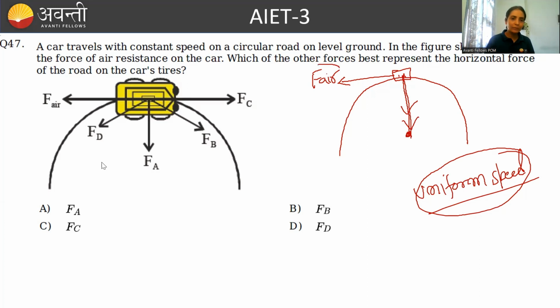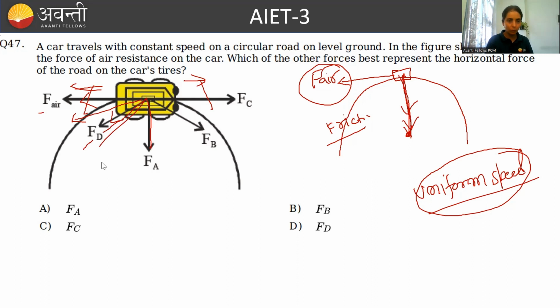So the resultant of this F air and F friction should be equal to this. And see here, the resultant of this and this can't be equal to this. It will be somewhere here. It will be either in this direction or in this direction, depending on their magnitude. Again, the resultant of F air and FA will be somewhere here. So again, not towards the center. But the resultant of F air and FB, that is FB acting in this direction, can be in this direction.